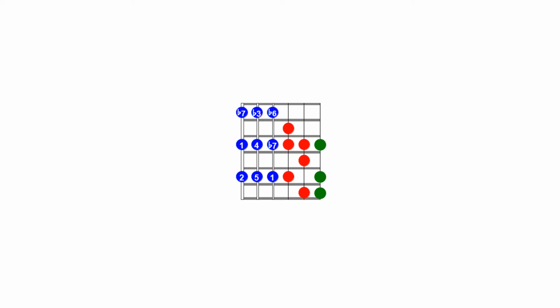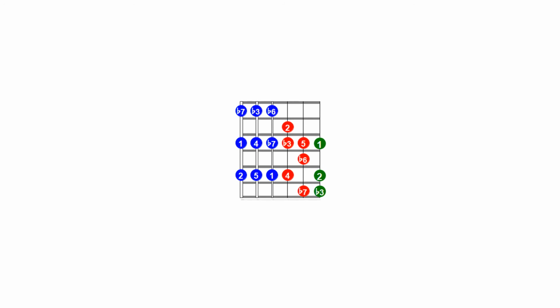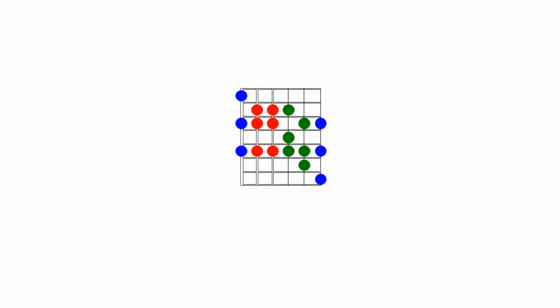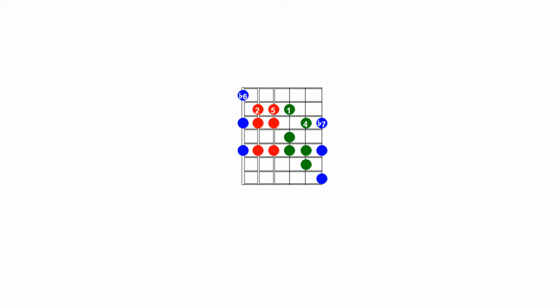Now, can you name the intervals represented in the green dots on the high E string? If you said 1, 2, and flat 3, you are right again. Let's try another one. Can you identify the lowest intervals on all 6 strings? If you said they are flat 6, 2, 5, 1, 4, flat 7, you got that right.